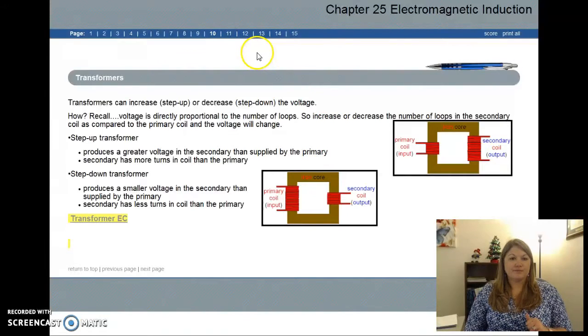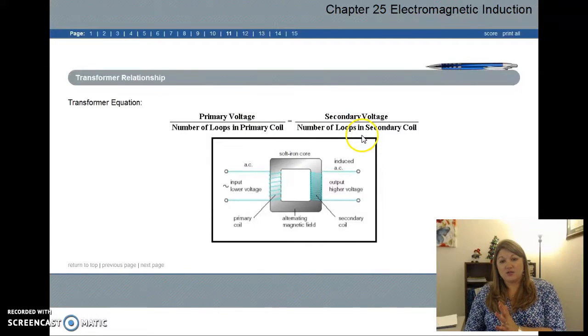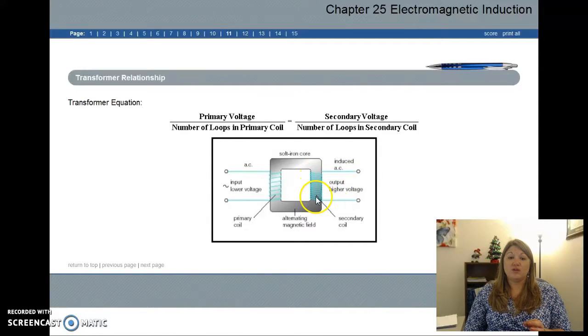Here's how it works. We've got the primary voltage, the input voltage coming in from the power source, divided by the number of loops in the primary coil. Well, that's got to equal, remember this is complete energy transfer, the voltage coming out divided by the number of loops over here. So you make a proportion out of this, and that's your transformer equation.